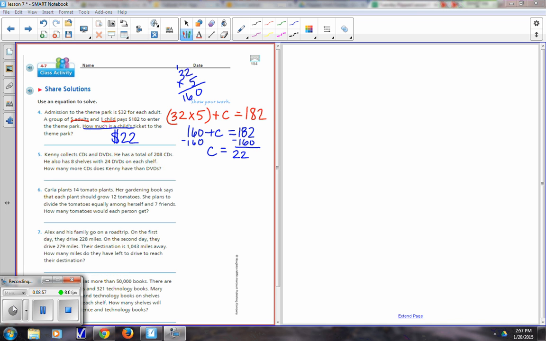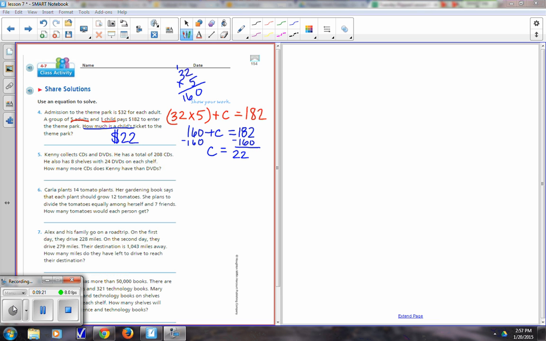Okay, let's look at number 5. Kenny collects CDs and DVDs. He has a total of 208 CDs. He also has 8 shelves with 24 DVDs on each shelf. How many more CDs does Kenny have than DVDs?